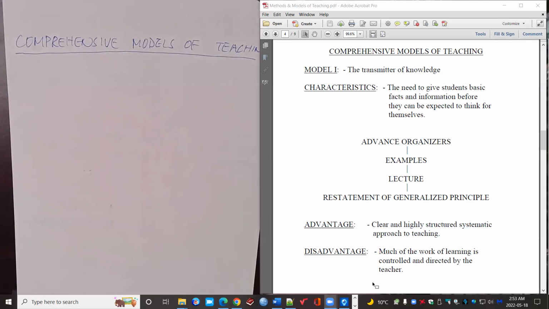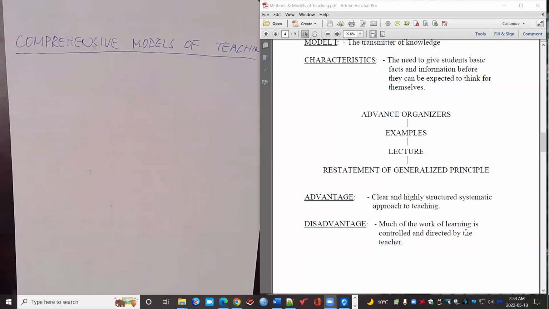Of course, this one is clear and highly structured, a systematic approach. So this method is good for what? It's good for 7-11 year old students, that is to say students in Piaget's stage 3, concrete operational stage. This is a good model for that because it is highly structured and systematic. So students at that age range, they were like this.